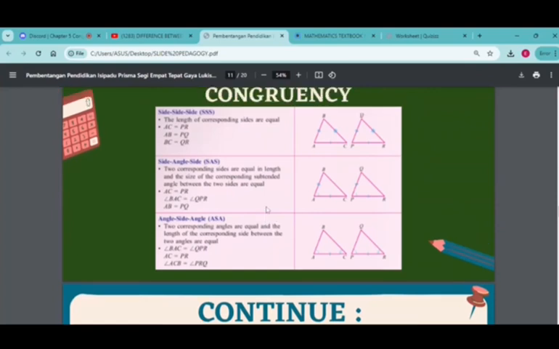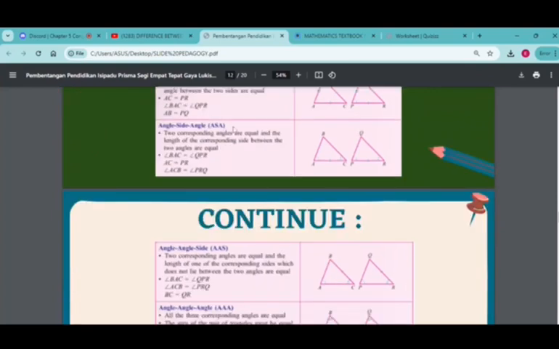The third is angle side angle, ASA. Two corresponding angles are equal and the length of the corresponding side between the two angles are equal. This means BAC equal to QPR, this we call the angle. AC equal to PR, AC and PR are the same. ACB equal to PRQ. This example has two angles.